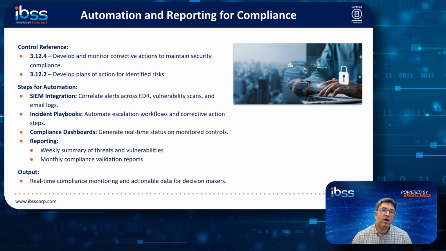We also must look at automation as a key enabler of effective continuous monitoring. Control 3.12.4 emphasizes the need for ongoing monitoring and corrective actions, with Control 3.12.2 requiring action plans for identified risks. By integrating SIEM with other security tools, we can automate correlation of alerts, incident escalation, and reporting.